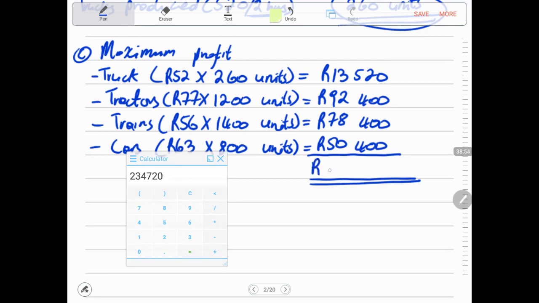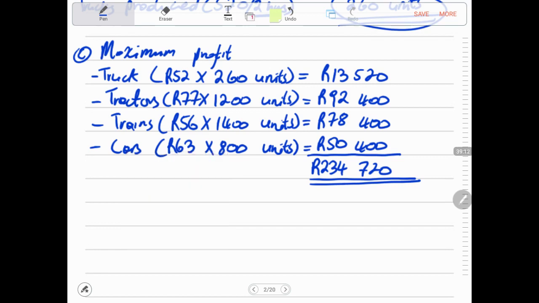So the maximum profit will be 234,720. This will be the maximum profit. Let me just confirm the first one. 52 times by 260, 13,520. Yes. So this will be in response now to the last question, how much will be the maximum profit if then now the company is considering the limiting factor.